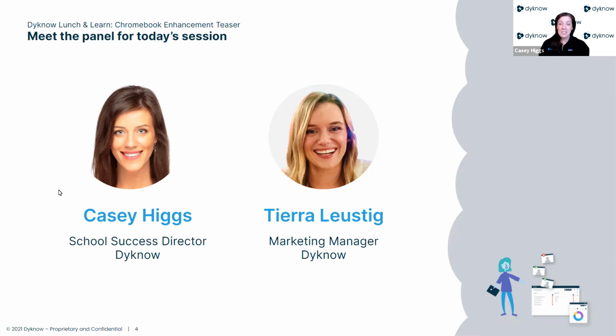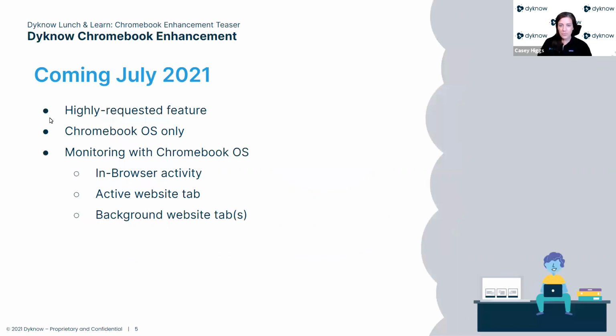And that makes today's session really exciting for me because I get to share a new topic, or specifically a new feature with you all. And that is the ability to view all website tabs that are open on a student Chromebook device, select any of those website tabs to become the active tab, and even close out website tabs. So this new feature will be ready in just a few days.